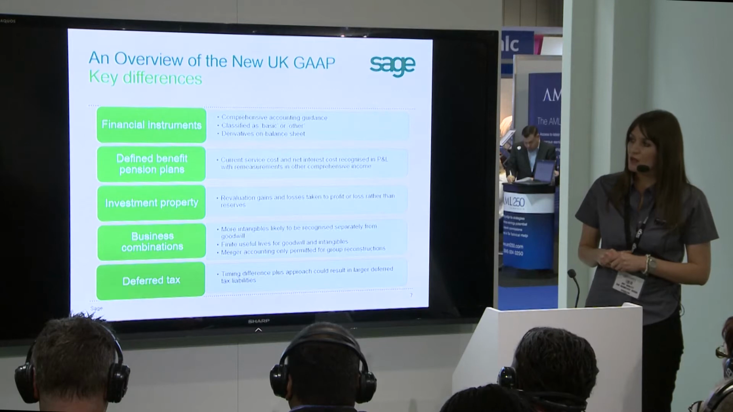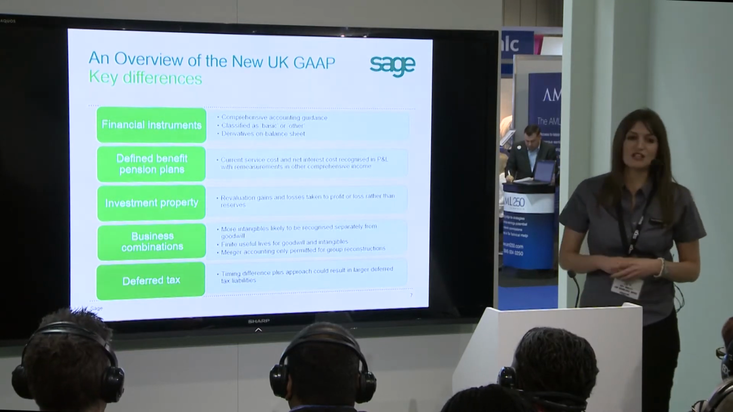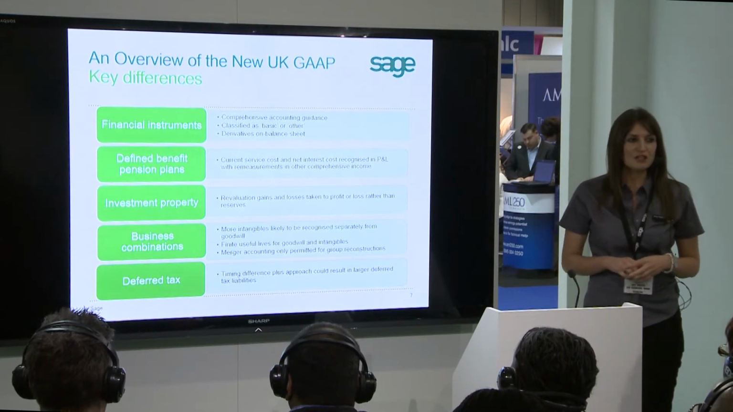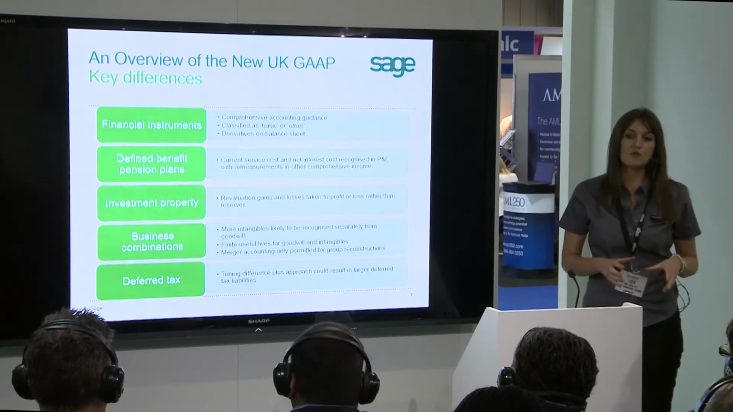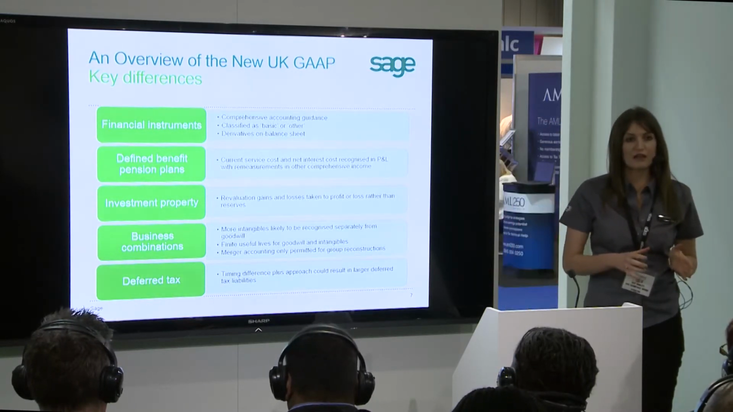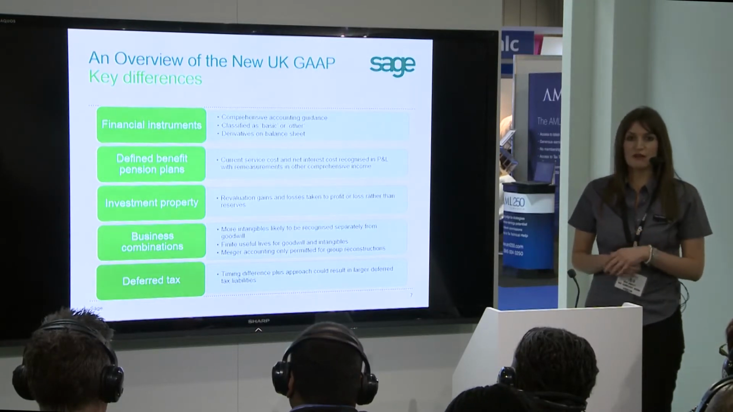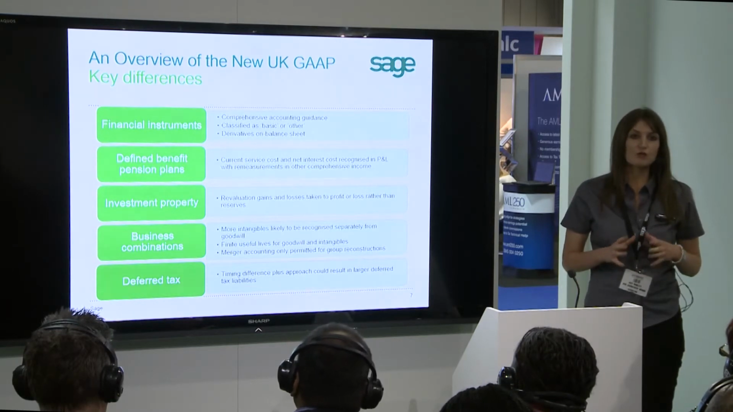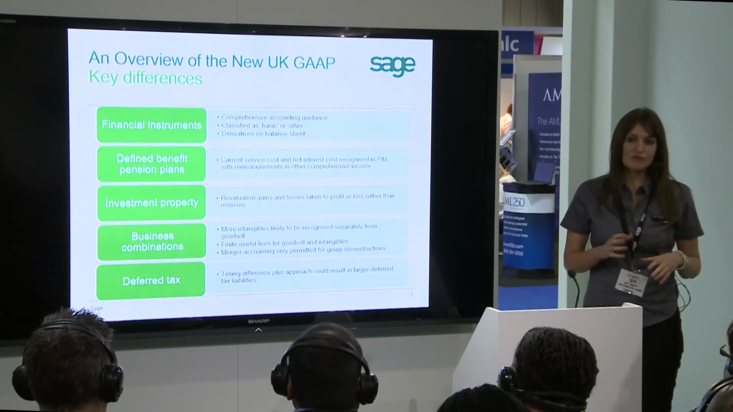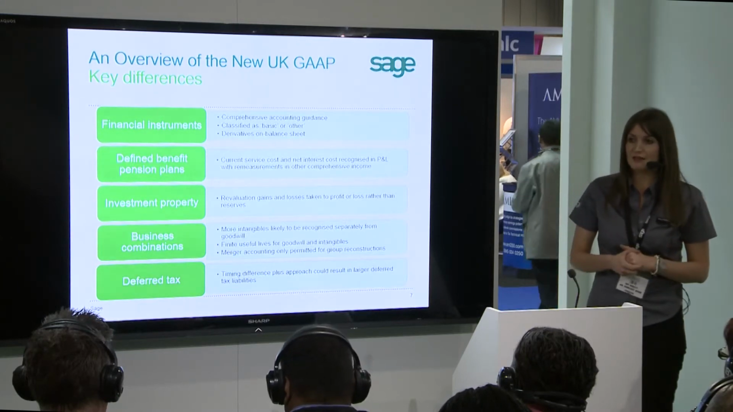Another big area, a significant change, is on investment properties. So for anyone who has investment properties, any revaluation gains and losses at the moment don't hit your profit and loss account. They go straight to reserves via the statement of total recognised gains and losses. Under FRS 102, they go through your profit and loss account. So gains and losses will hit your bottom line there.